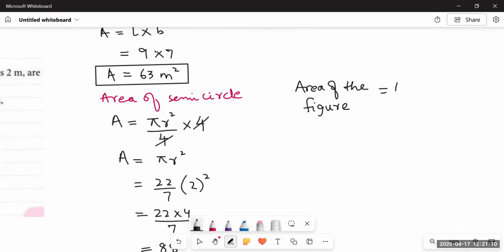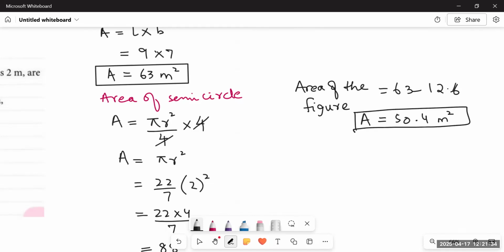So the answer would be 63 minus 12.6. So the final answer would be 50.4. Okay, this is the area of the figure. Now, after finding the area of the figure, what do we have to do? We will find the perimeter.